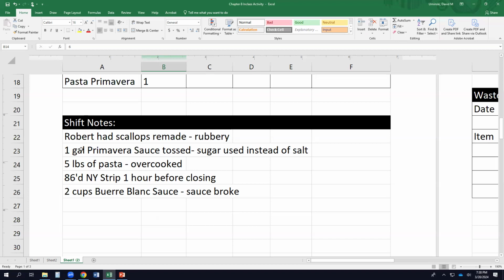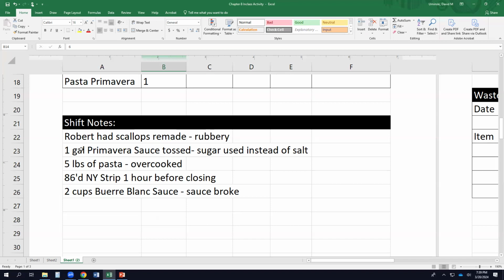So for these shift notes, whether you jot a little note in your phone or have a little notebook that you jot notes down in, these are things that will help you when we have to go back and investigate why our numbers are off, why our inventory is off. These shift notes will help us. So looking at these shift notes right here, we have 5 shift notes. Which one of the shift notes does not have to do with wasting product?